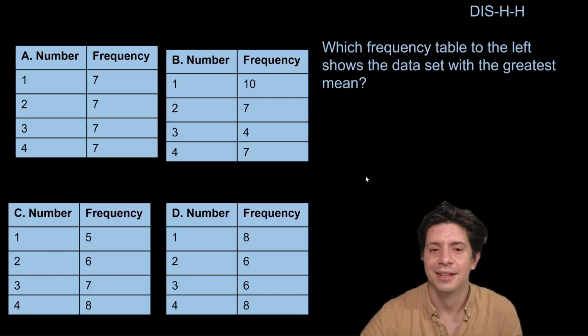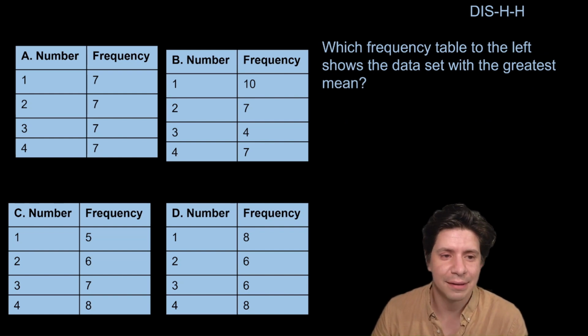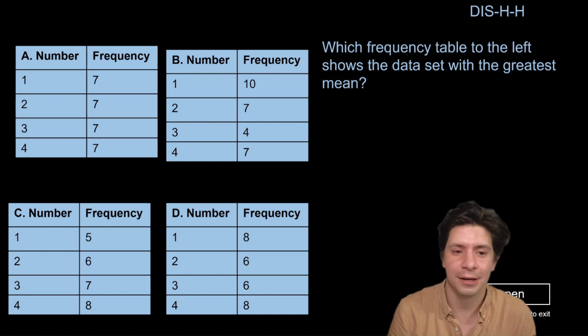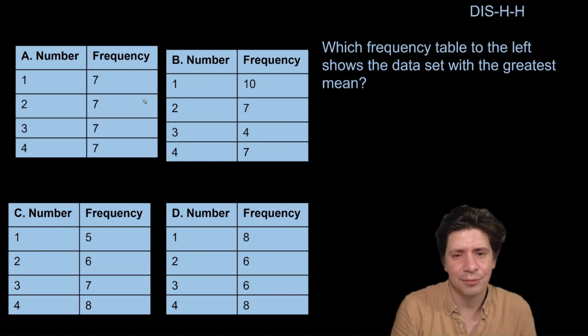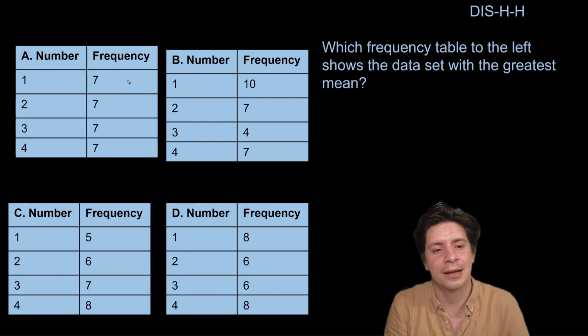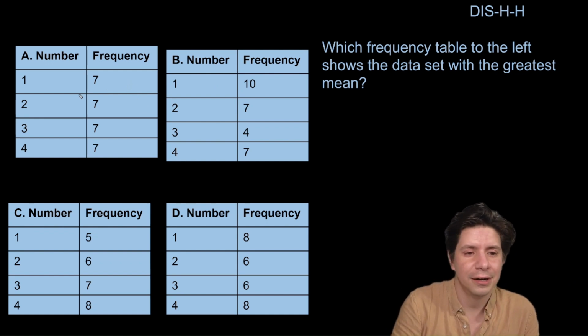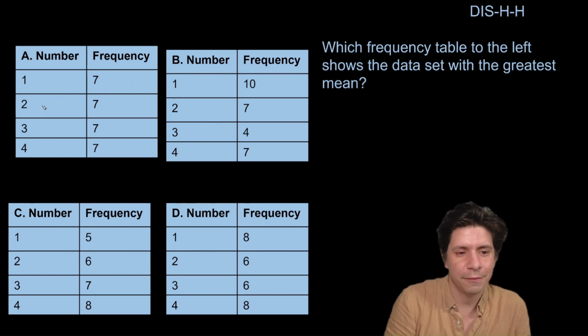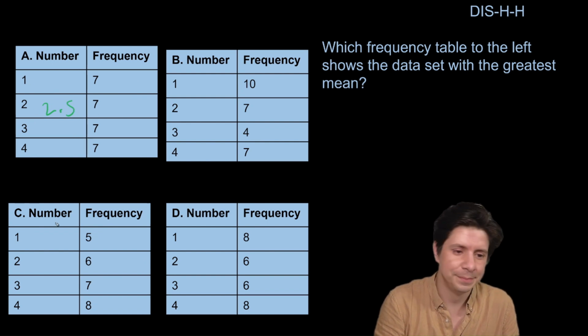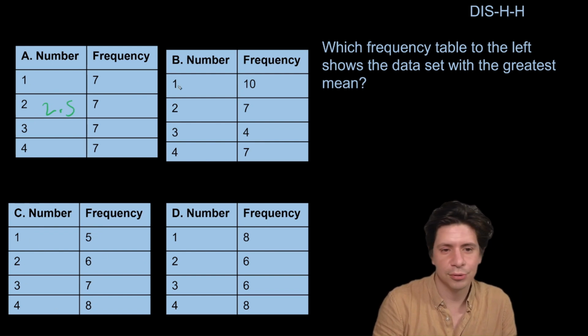All right. Then we have which frequency table to the left shows the dataset with the greatest mean. Are we going to find the mean? You bet we're not finding the mean. Because why do all that work? We're going to study the distribution and think about it like Einstein's. The mean here is going to be 2.5. So I guess I found it, but not really doing the math because it's perfectly distributed even. You see how they're all 1, 2, 3, 4, 1, 2, 3, 4, 1, 2, 3, 4.